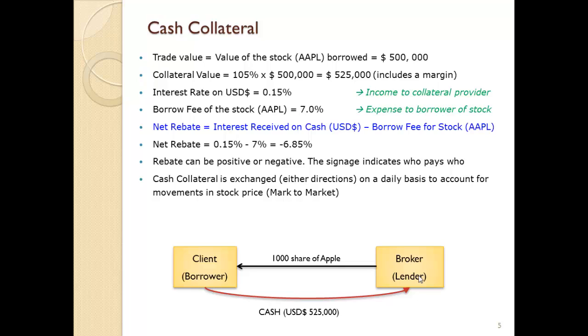Cash collateral is also exchanged on a daily basis. This is done on the back of a process known as mark to market. Let's assume the price of Apple increases from $500 to $510 per share. As a result, the collateral that is needed for this contract also goes up. This results in the collateral being exchanged between the borrower and the lender on a daily basis due to movements in the stock price. As a result, the interest payment also changes based on the total amount of collateral being exchanged on a daily basis.